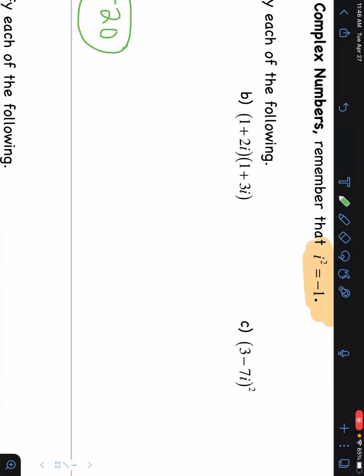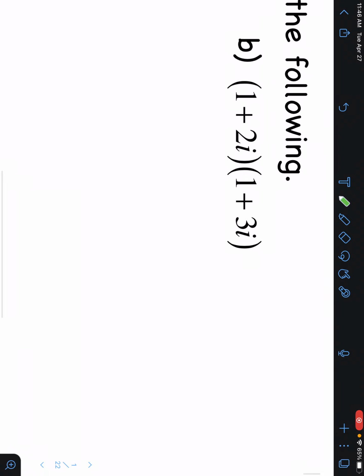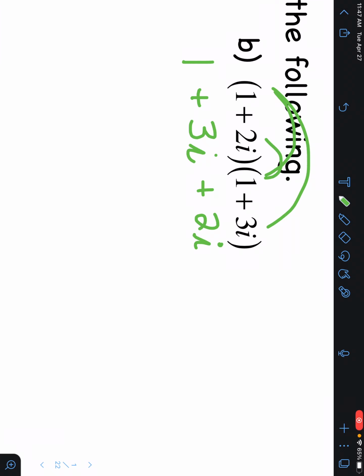In the next example, we have two binomials multiplying, two complex numbers multiplying. So we're going to FOIL and then combine like terms. First times first, multiply the outsides, multiply the insides, and multiply the lasts. That'll be 6. 2 times 3 is 6. Then i times i is i squared. We have to be very careful there.